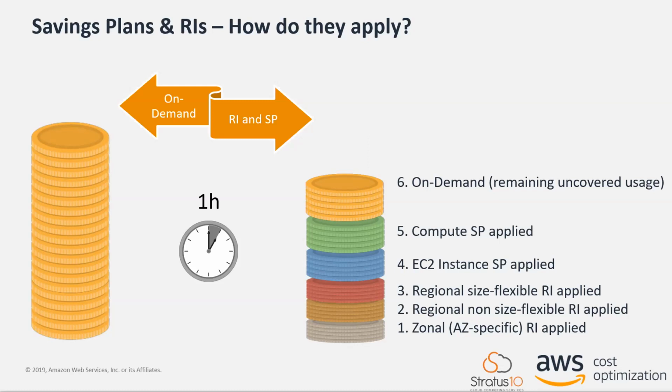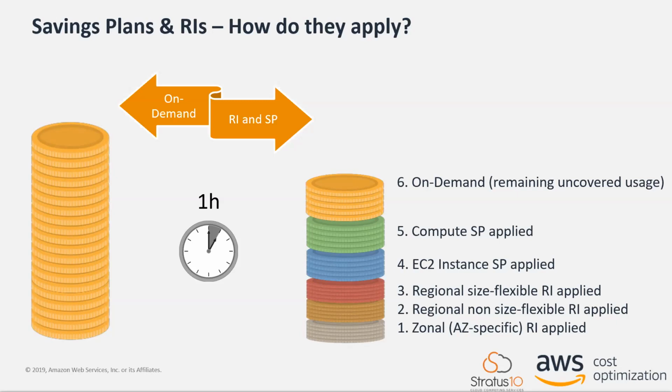So the application logic, if you have both pricing models, the reserved RIs and the savings plan: zonal reserved instances apply to the account that owns them first. If RI hours are left, they're applied to the rest of the organization. Non-size flexible regional RIs, for example those for Windows, apply to matching usage on the account that owns them first, and then if anything is left, it rolls over to the rest of the organization.